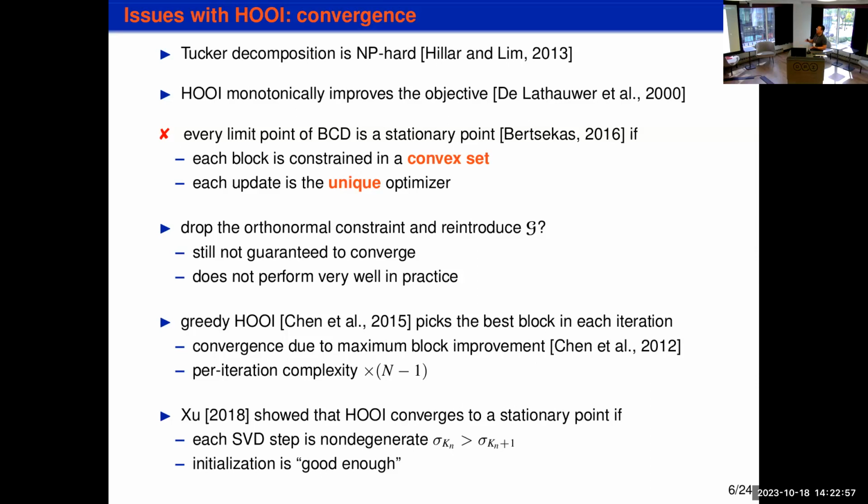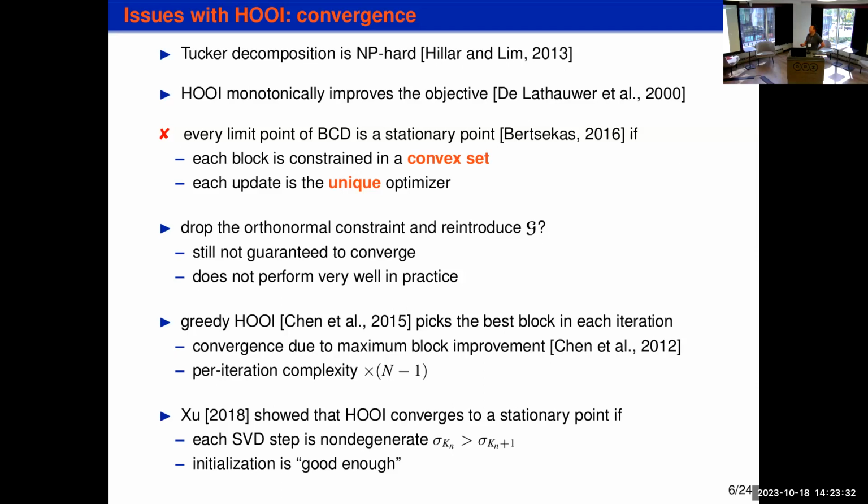So you open up, for example, Bertsekas's nonlinear programming, find the chapter: BCD converges, every limit point is a stationary point. That was the claim. But there are some caveats. Two major things do not apply here. First of all, in Bertsekas's textbook you're going to do block coordinate descent, but every block is subject to a convex constraint. This is not the case in our formulation, because we're assuming the matrices have orthonormal columns. That's not a convex set.